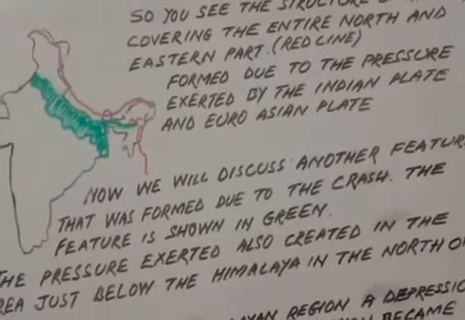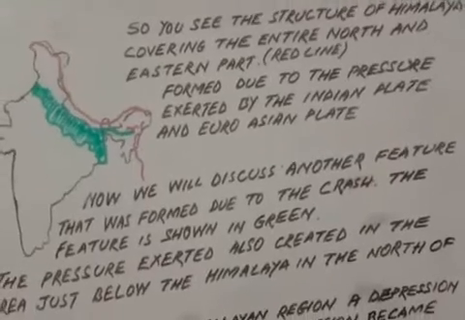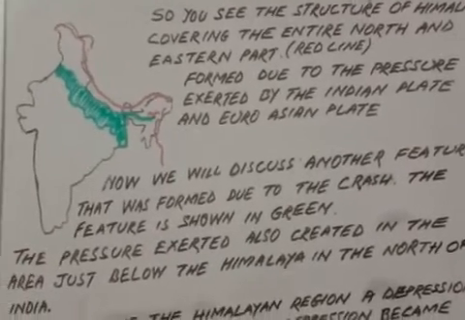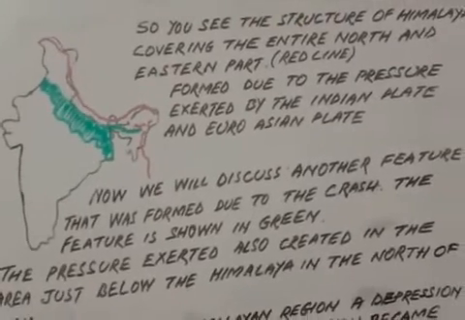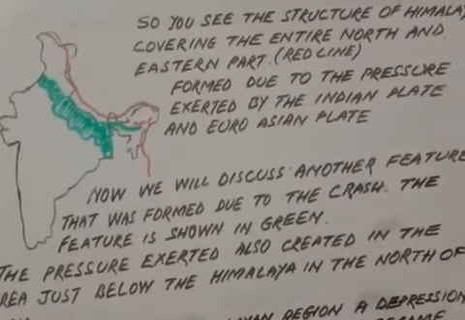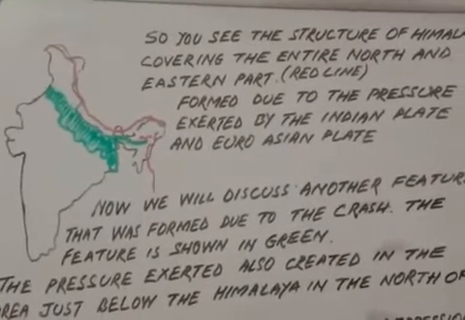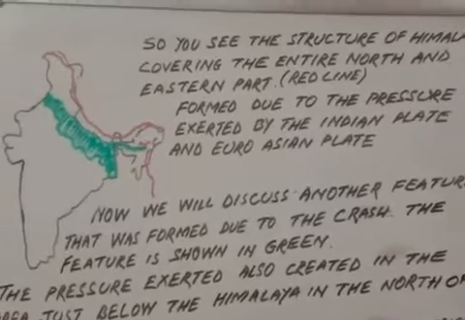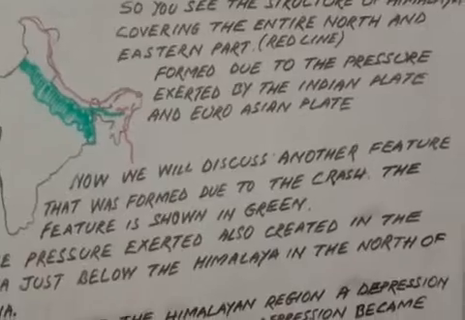So how indeed was this mountain range formed? Because this Indian land plate went and crashed with the Eurasian plate, and after crashing, it collided, and the rocks lying below came out and stood up like a wall, and that created the Himalayan range.